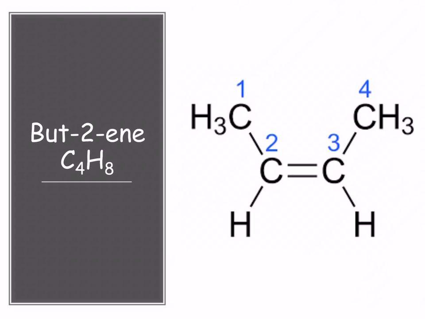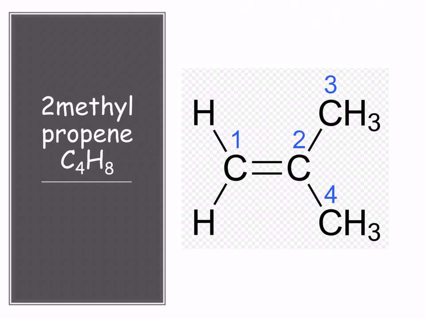But-2-ene. Notice the reason that it's 2 is because the positioning of the double bond is between carbon 2 and carbon 3. That is it. You can read from right to left in this case, or left to right. It will make no difference.